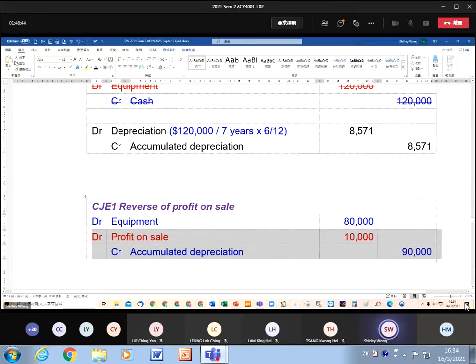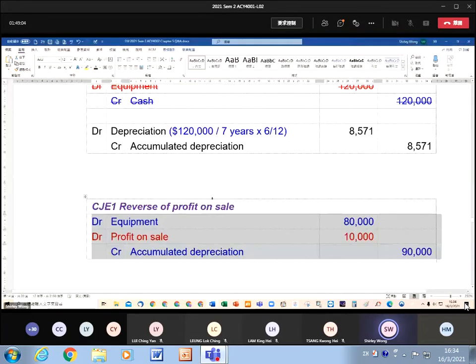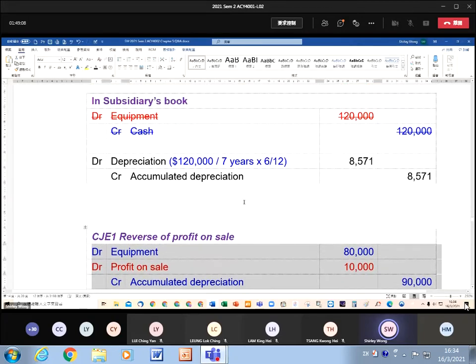You can do it in this way. Okay, so please check whether you do this correct or not. You can call it reverse of profit on sales, or you can follow here adjustment of unrealized profit. Whatever explanation is accepted, once you can show me why you need to do this entry. And for the subsidiary, when it purchased the equipment, it will do the depreciation.